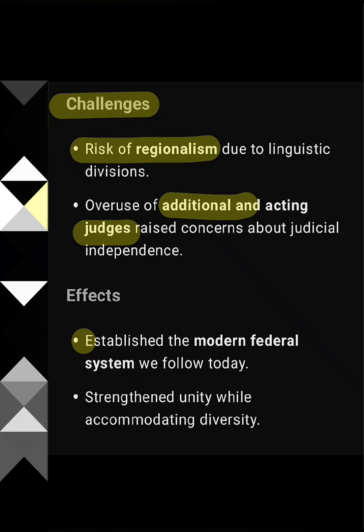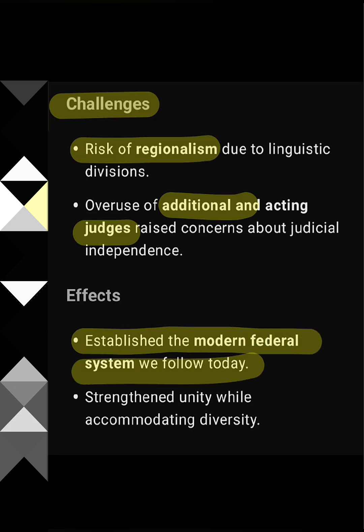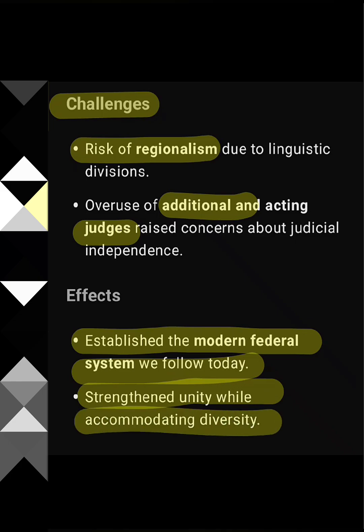And how has this amendment impacted the governance of India? It has established the modern federal system which we are following today, and it has also strengthened unity while accommodating diversity. With this, we are done with the 7th Amendment to the Indian Constitution.